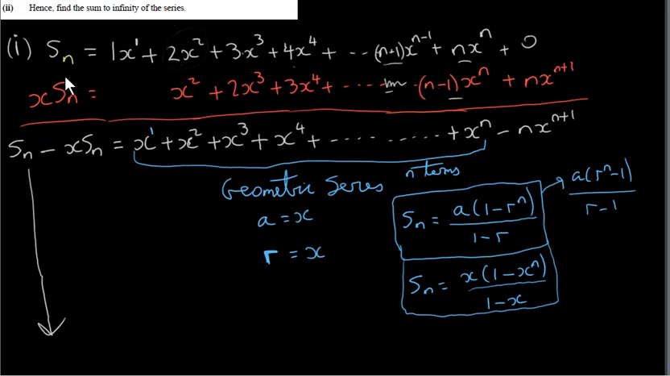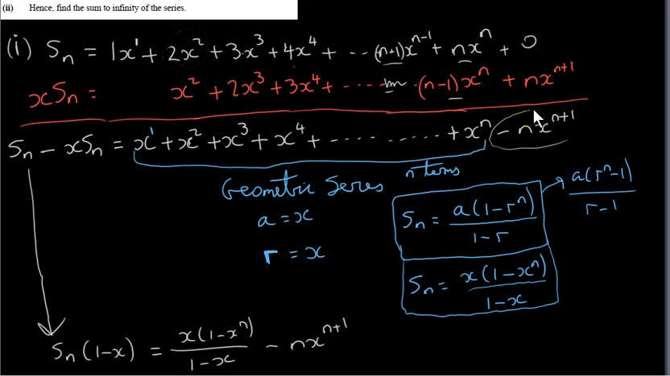So if we look at the left-hand side here, we have Sn minus x times Sn. Well, we can factorize Sn out of that. So we have Sn times 1 minus x equals, well, we have the sum of this geometric series. It's given by this here. And we just have to add on this term. So Sn times 1 minus x is a geometric series plus this term here.